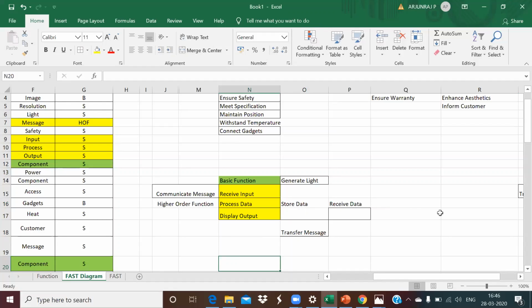Wait. Here I think I got it. I'm also giving you one second. Display output is the higher order function. I'm giving you the control. Clicks to start moves. Okay, I got the control.